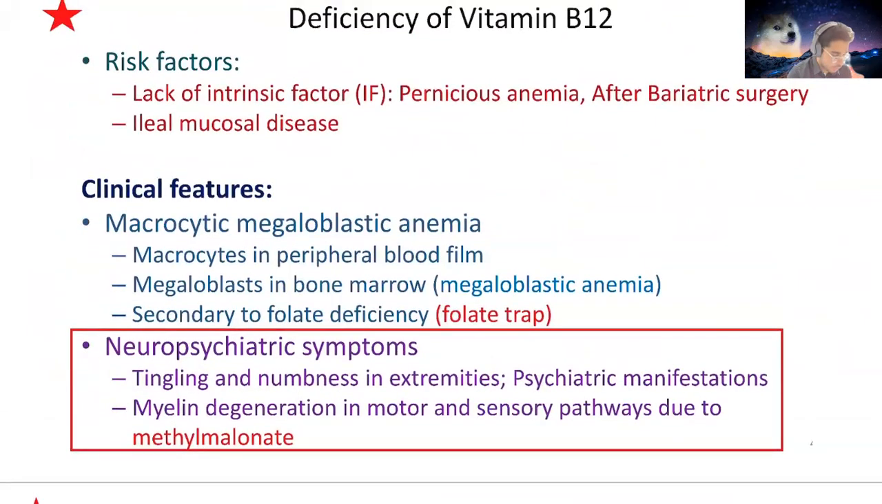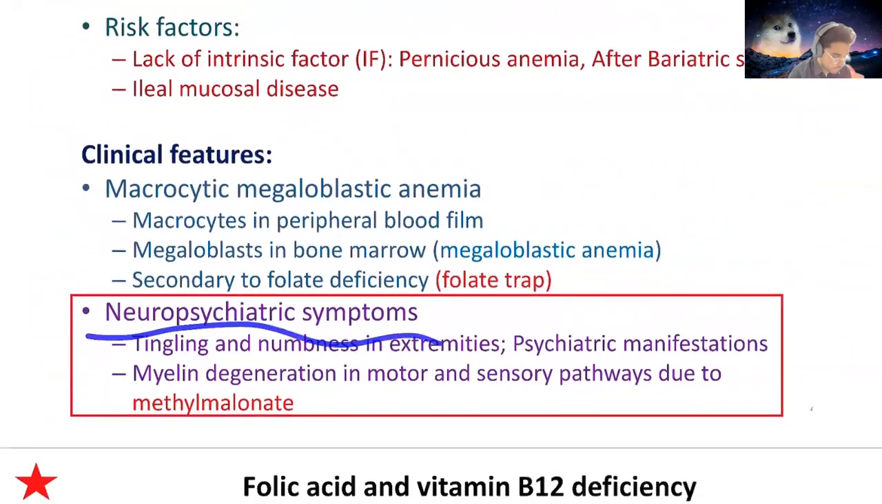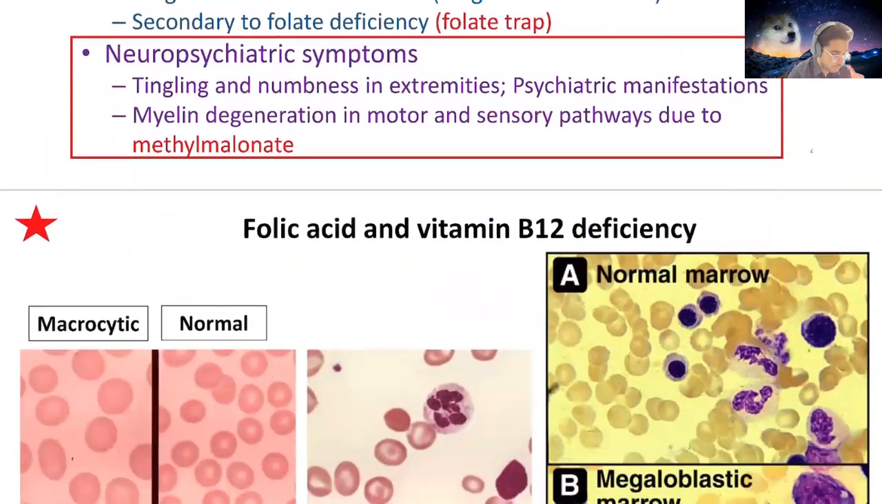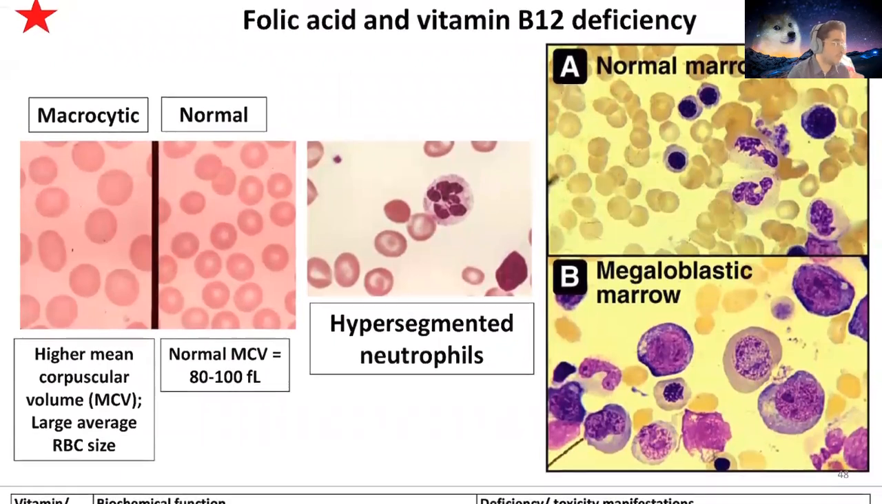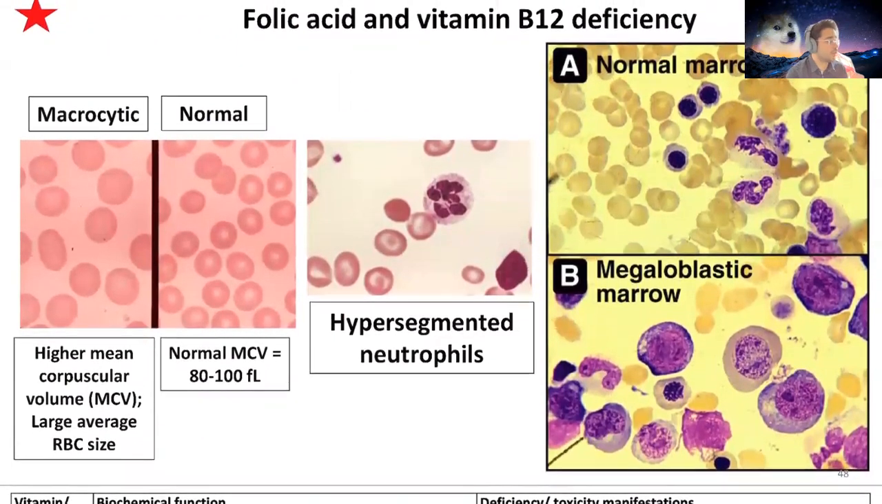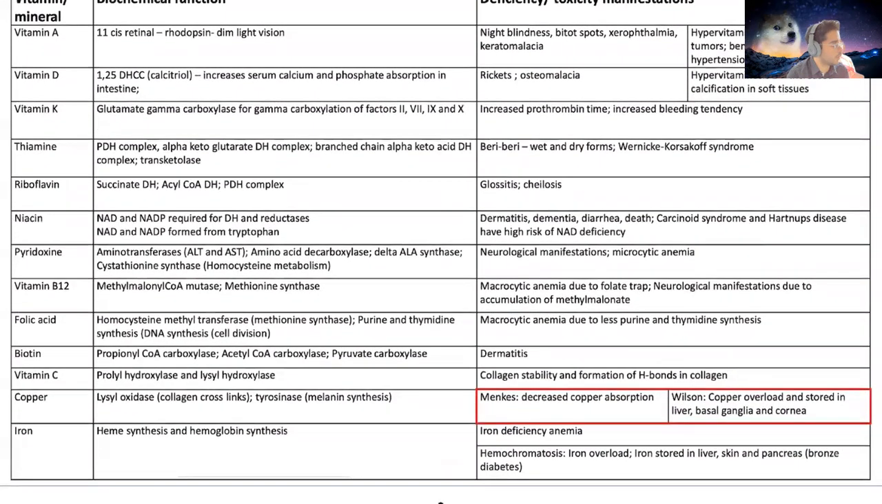Deficiency of vitamin B12. I told you guys all these factors. Remember neuropsychiatric symptoms. So that's due to the methylmalonate activities. Once again, here it is, macrocytic megaloblastic anemia, folate, folic acid, how it looks. They don't give these histo slides. I just threw that in for your information.